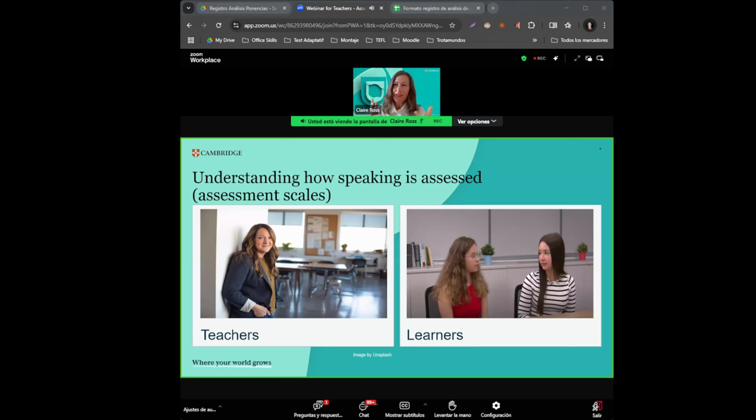Now, it's important that you as teachers understand how your learners are going to be assessed in the speaking exam. Of course, you need to help them get ready. You want to prepare classroom activities that are going to help them feel confident and ready for their exam so that they can do the best possible in their test. And they also need to understand what they're aiming for, where they're doing well, what to improve, and also so they can understand the specific feedback that you give them about their speaking.